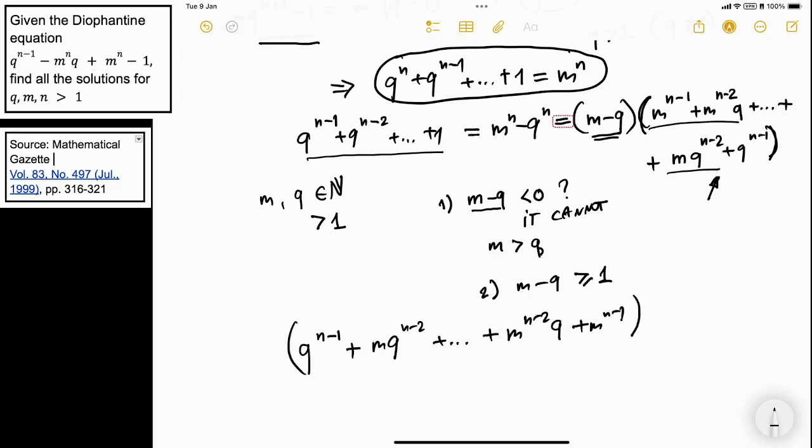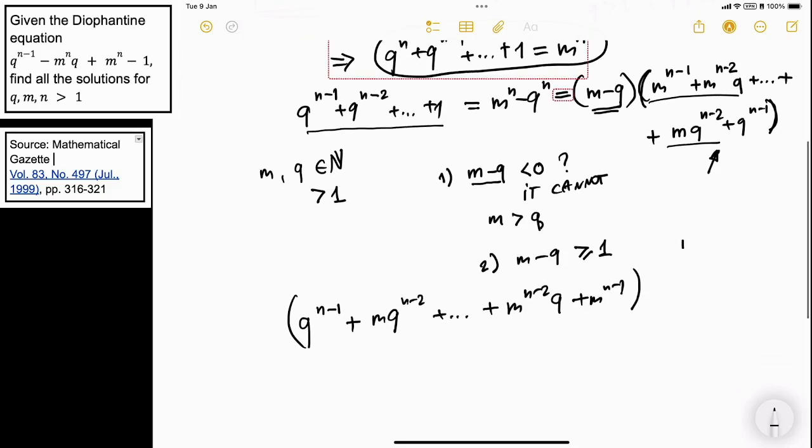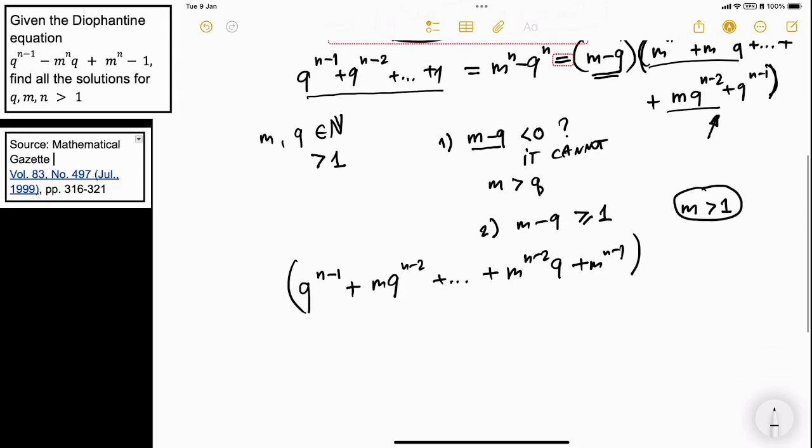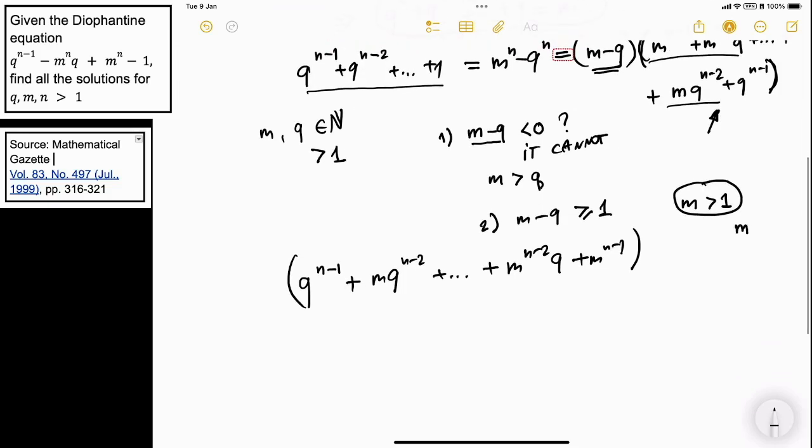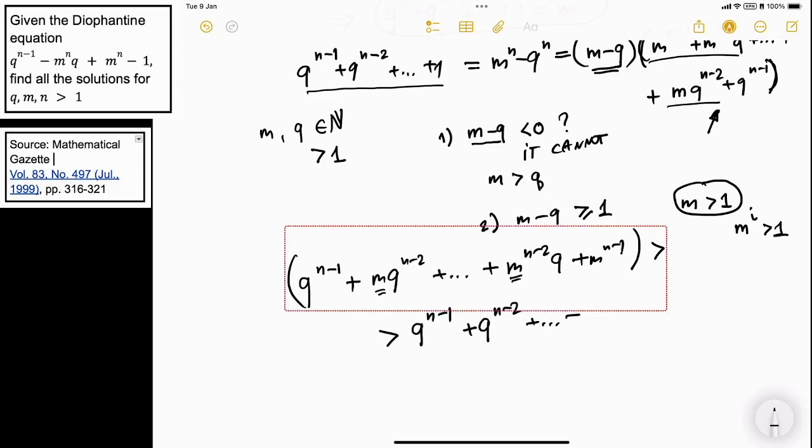If you think about this, we know that m is more than 1, which means that m to the power of i will be more than 1. It's pretty clear that this thing is more than q^(n-1) plus etc. If you replace every m with 1, it would be q^(n-1) plus q^(n-2) plus etc. plus 1, which is basically the left side here.